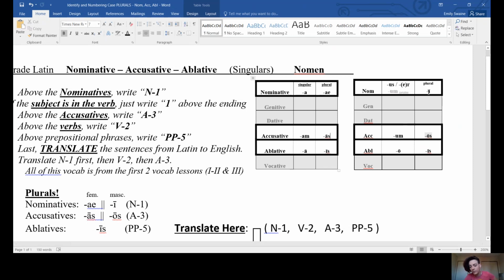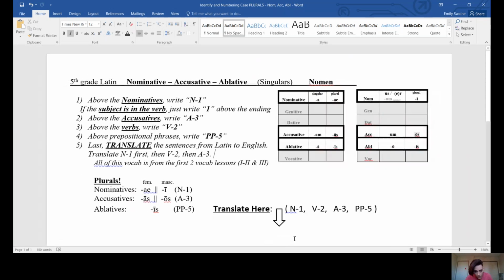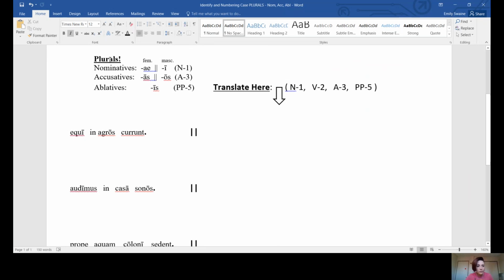So if it's nominative plural masculine, it's going to be a long i. If it's masculine accusative plural, it's going to be os. And then again, ablative plural is always is for the first and second declension, okay? So what I've done is written those out so that at least when we're doing our worksheet, we have them kind of close up here. So look, I wrote that nominatives are going to be ae and i for feminine and masculine. I wrote that accusatives are going to be as and os, and then ablatives is always is.